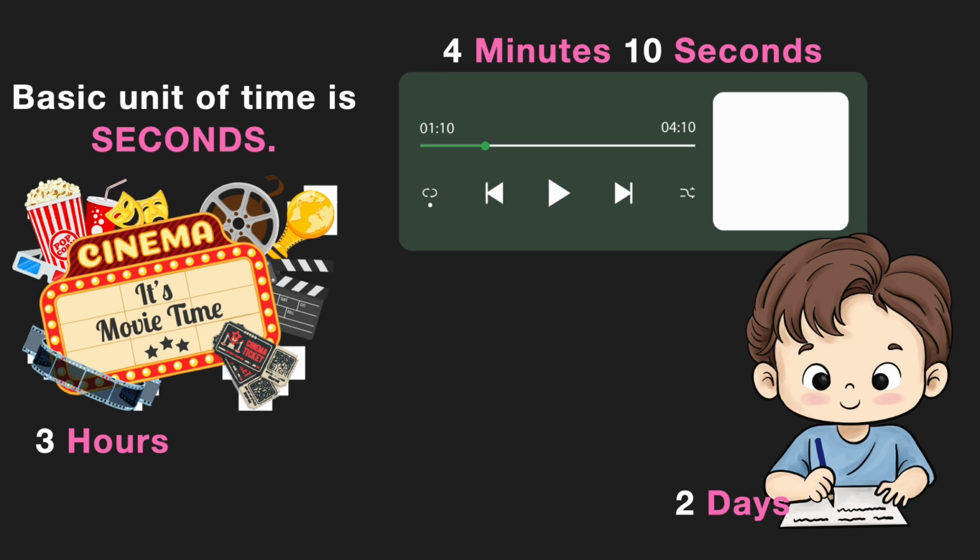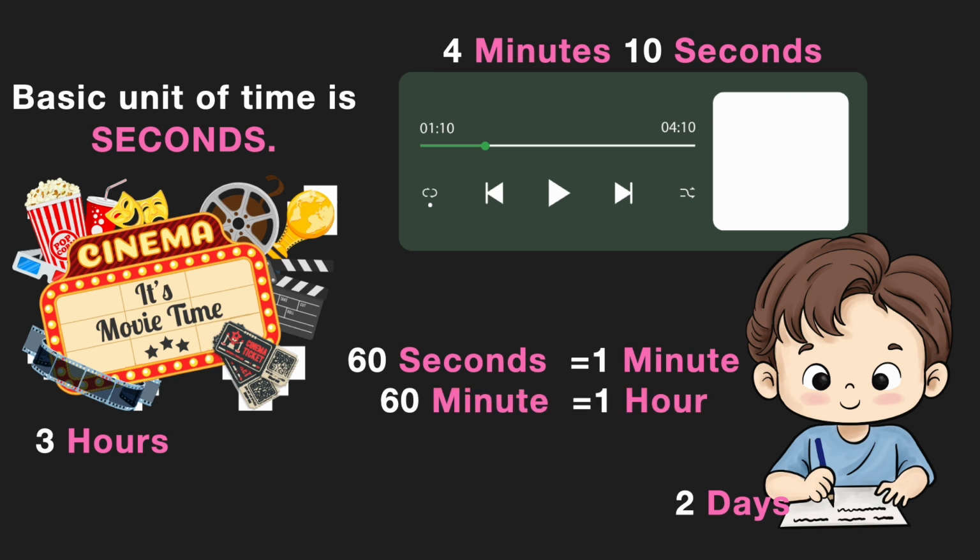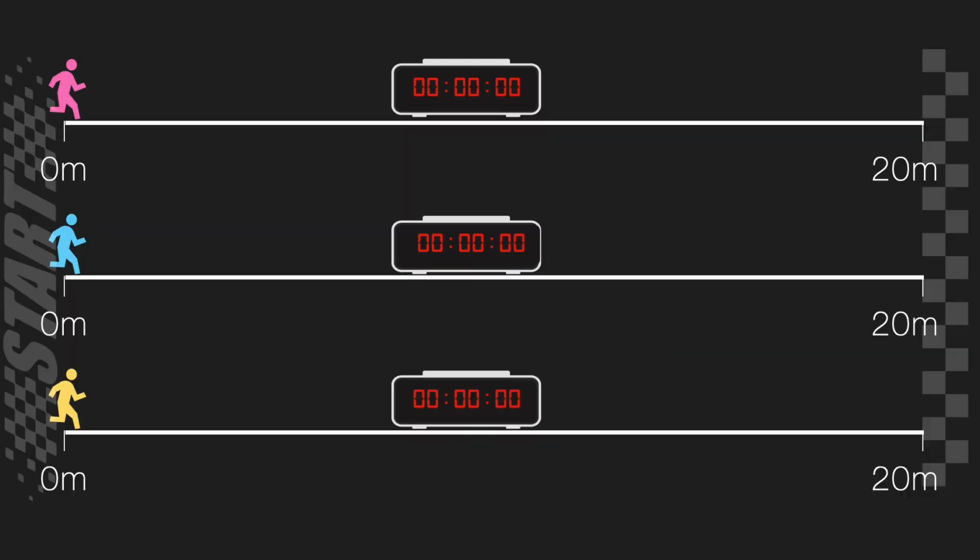You might have already learned this in your previous classes. We know that 60 seconds is 1 minute, 60 minutes is 1 hour, and 24 hours make 1 day, right? Now let's see a stopwatch in action. Let's consider a simple scenario and actually start using a stopwatch. We have 3 children, let's call them red, blue and yellow, running a 20 meter race. And here we have 3 stopwatches placed, all right?